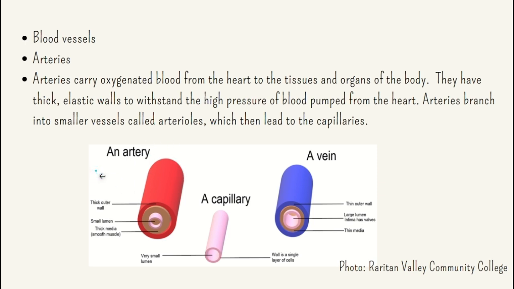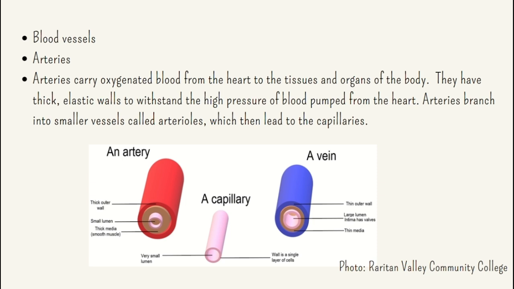The arteries carry oxygenated blood from the heart to the rest of the body, right? So just remember this: arteries carry oxygenated blood from the heart to the tissues and organs of the body. It means that they carry oxygenated blood away from the heart. It's saying here that they have thick elastic walls to withstand the high pressure of blood pumped from the heart, right? And they also branch into smaller vessels called arterioles, which then lead to the capillaries.